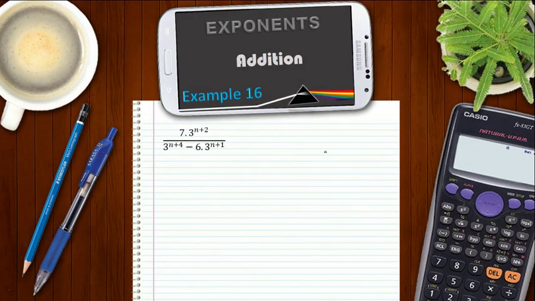So for example 16, this can sometimes be overwhelming if you don't have the steps and you don't know where to start. Like we said, the first step is simply to break it up. So I'm going to take these 3's and break them up to be 3 to the power of n times 3 to the power of 2. That's the reverse of law 1, where if you have the same base, you add the exponents. And then that's over 3 to the power of n times 3 to the power of 4 minus 6 times 3 to the power of n times 3 to the power of 1.